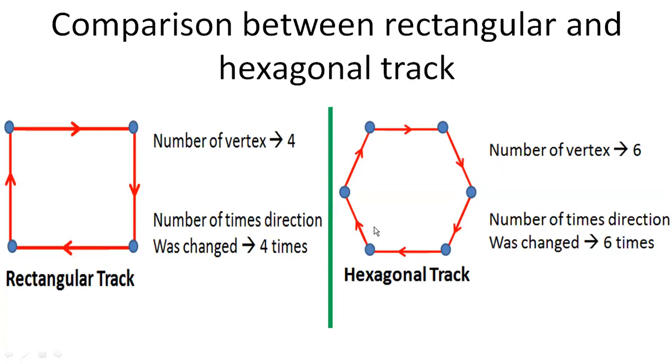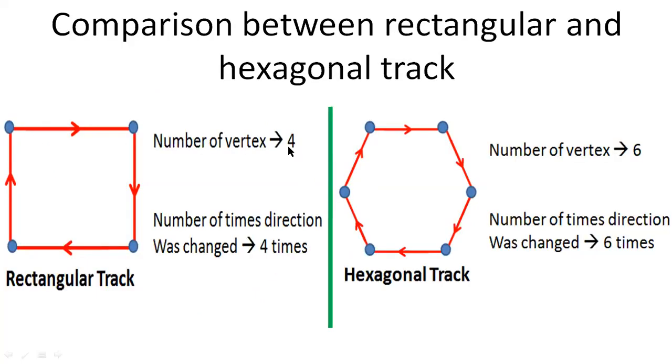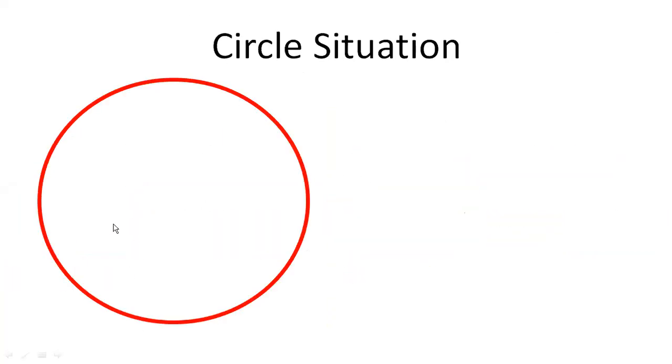Okay. Now what we are going to do is, in place of a rectangle or hexagon, we are going to take a circle. We'll take a circle now and apply our same logic. So in place of a rectangle or hexagon, we are taking a circle. Now let us do one thing. We'll take an initial point. We will keep our athlete here, and again we will ask our sports person to run on this track.